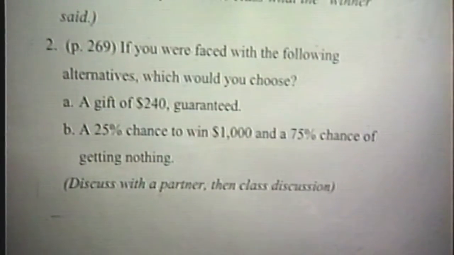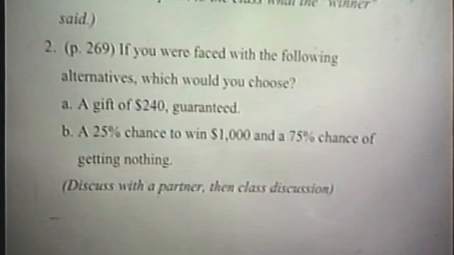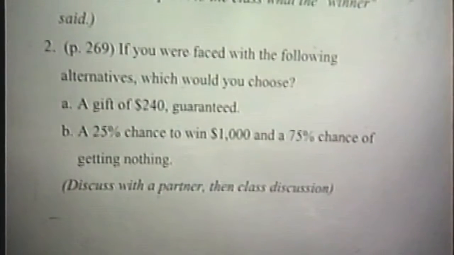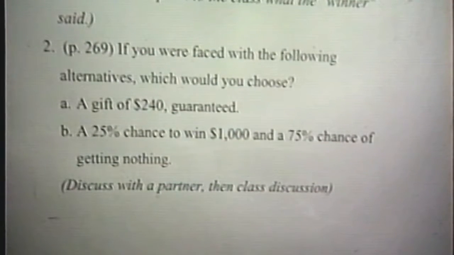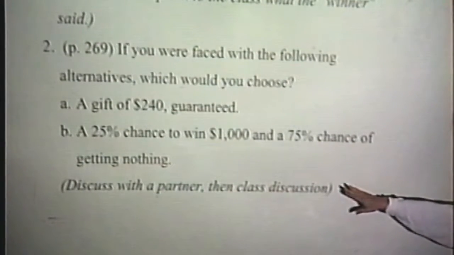Here's the question, and this gets into probability and expected values. If you were faced with the following alternatives, which would you choose? A gift of $240 guaranteed, or a 25% chance to win $1,000 and a 75% chance of getting nothing? So don't discuss with a partner. Just write down your answer, and then we're going to discuss.